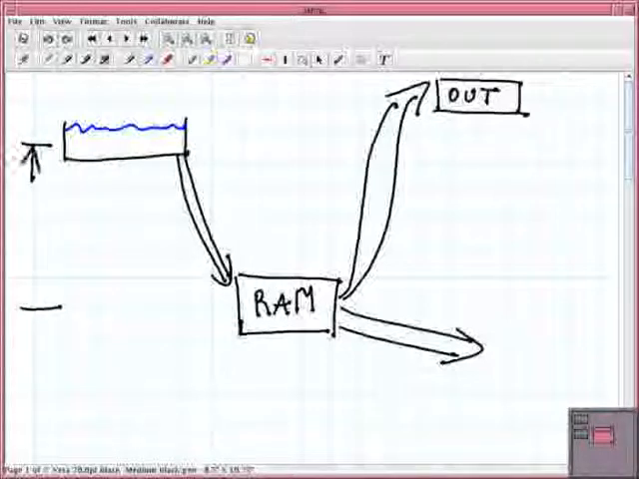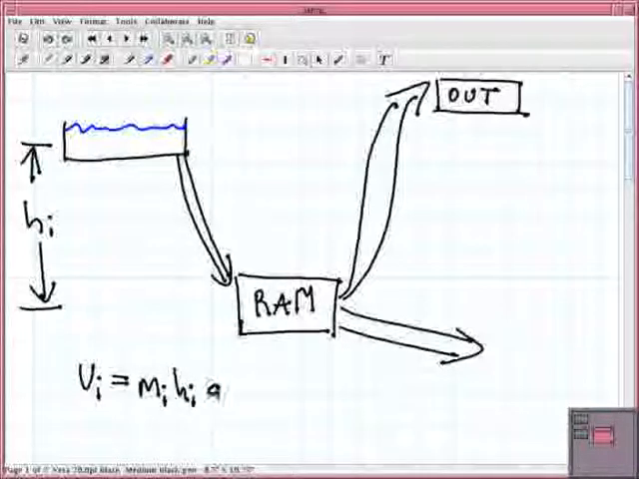We can calculate that based on the height here, call it HI, the height input of the reservoir of water above the ram. The input potential energy is going to be the mass of the water input flowing into the ram times the height times the acceleration due to gravity. Mass times height times gravity, being the force of gravity here.